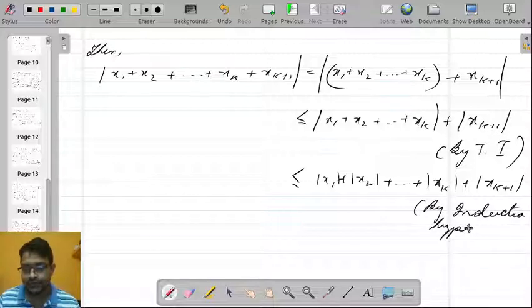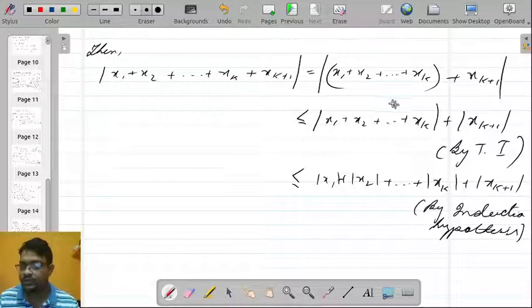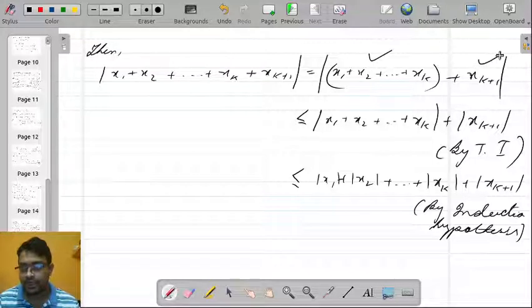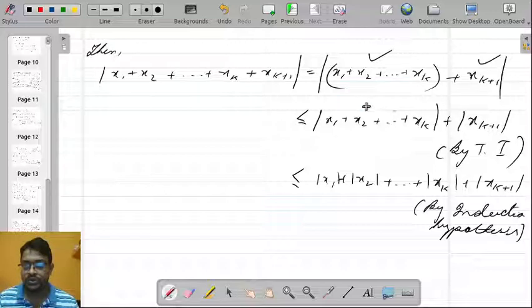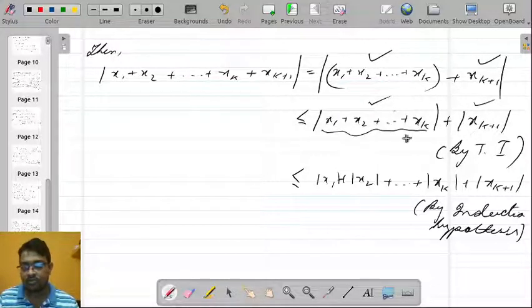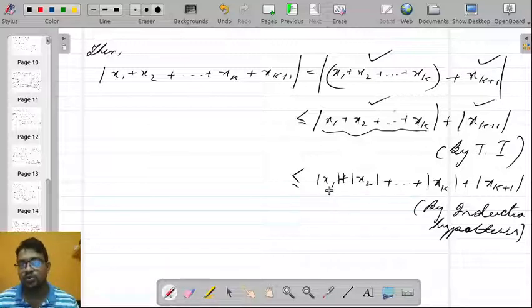You have to understand these steps clearly. The earlier step we got by the triangle inequality, because this is one real number and this is another real number, and we have proved the triangle inequality for two real numbers. Next, for k real numbers we have not proved it. We have assumed the induction hypothesis that this is true for n equal to some k. Why can we choose that hypothesis? Because at least it is true for k equal to 2.